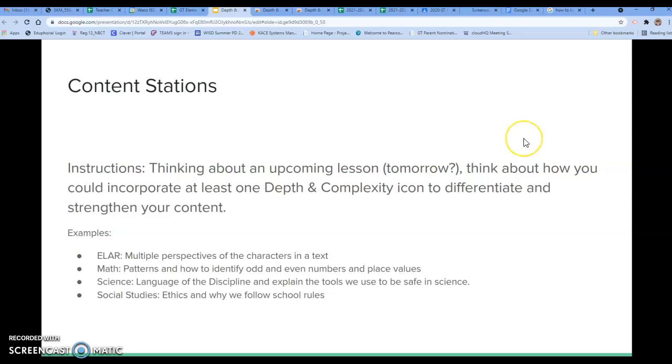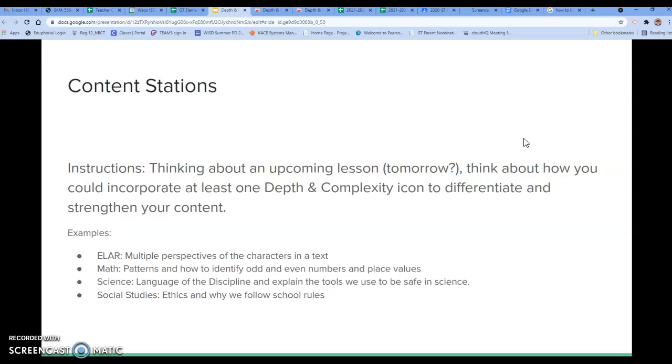All right, the big meat and potatoes for this lesson is actually implementing it into your lesson plan. So what I want you to think about is an upcoming lesson. It could be tomorrow's, it could be next week, it could be the next 6 weeks, whatever you need. But I want you to think about where you can incorporate at least one depth and complexity icon in order to differentiate and strengthen your content.